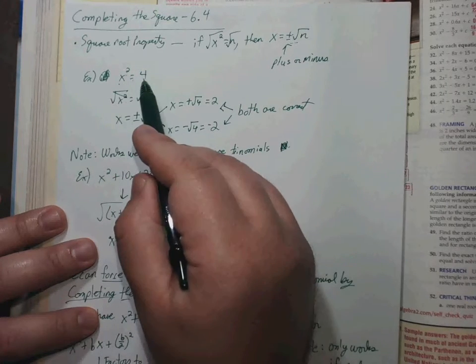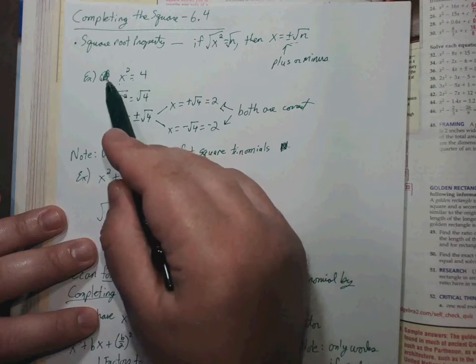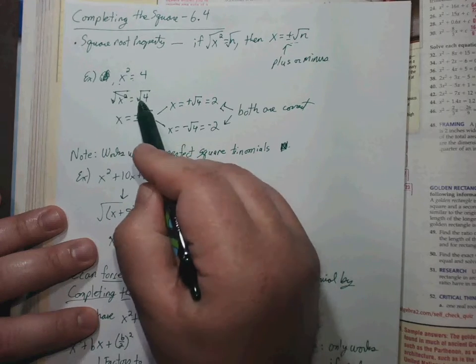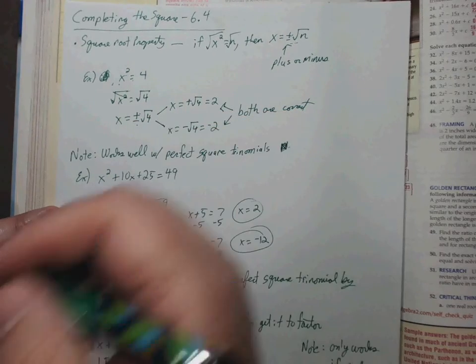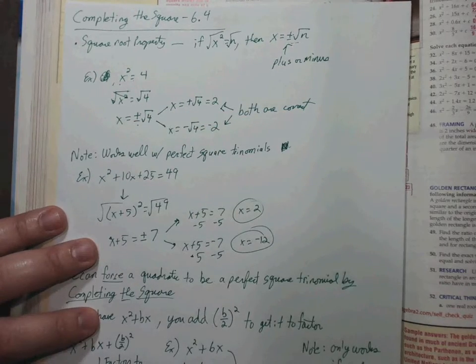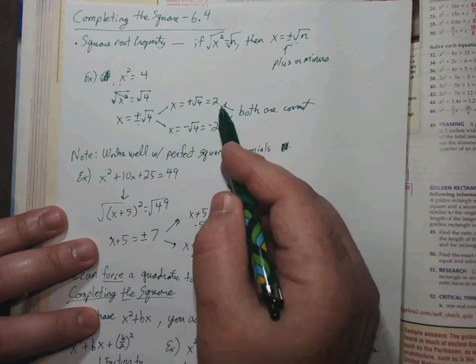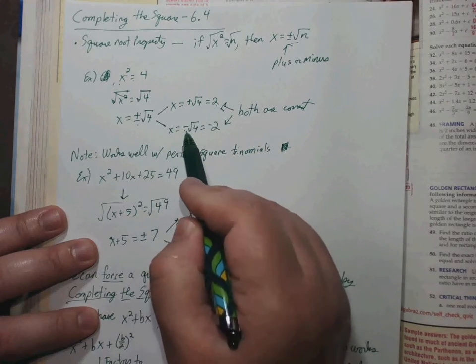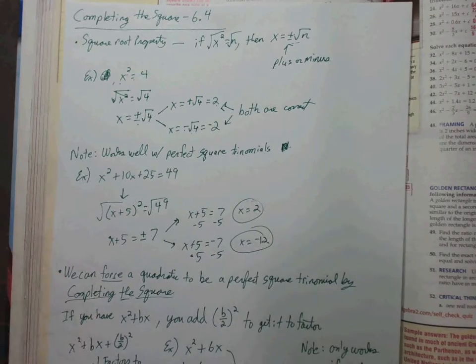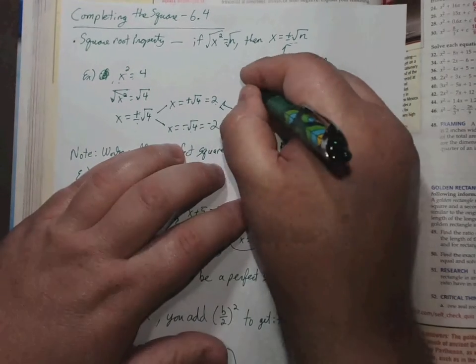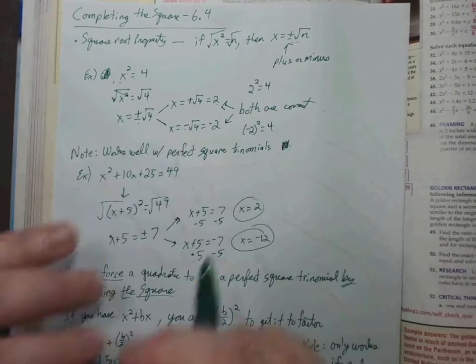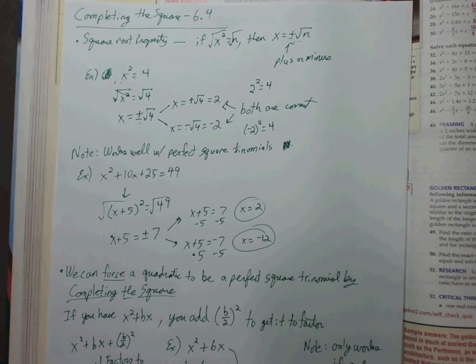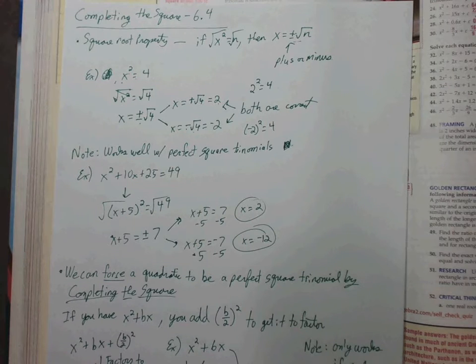So for instance, x squared equals 4. Well, to undo this square, I have to do the square root. So I take the square root of both sides. When I do that, I have to do plus or minus. It could be either. So that means x equals the positive square root of 4, which is 2, and x equals the negative square root of 4, which is negative 2. Both of those are correct because 2 squared is 4, and negative 2 squared is also 4. That's why it's both. So that's where a lot of our double answers are going to come from.